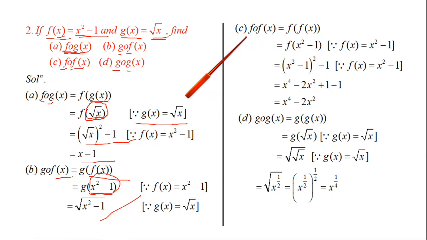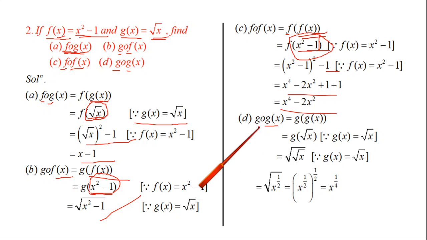Next, f composite f of x. So that means f of f of x. So f of x is x square minus 1. And f of x square minus 1, again by the definition of f, this will be whole square of this minus 1. And then we'll solve it, we'll get x to the power 4 minus 2x square.